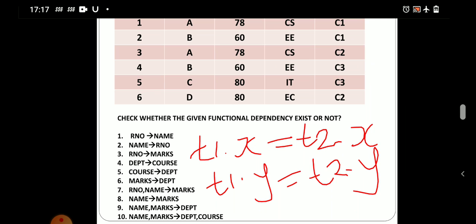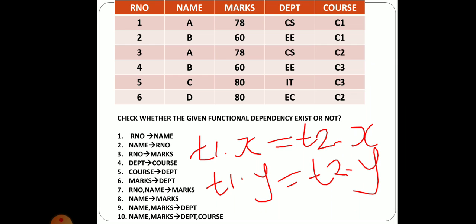Right? Now check for the fifth one. Course to department. You have to consider course. Now consider course, where the course is given. The last column is the course. Find out the course. You have to select only the rows which have the same course or course ID, right?